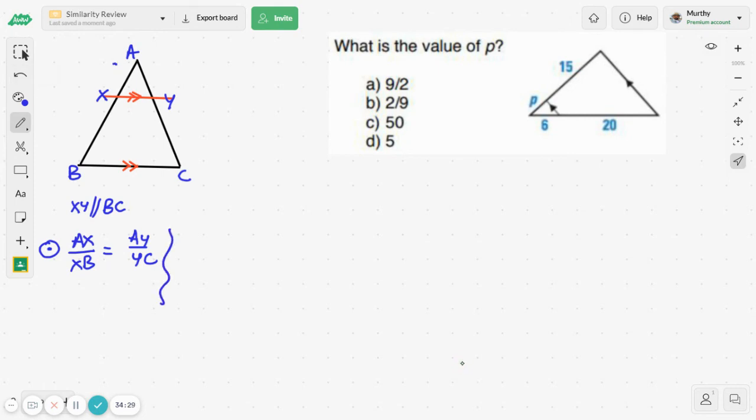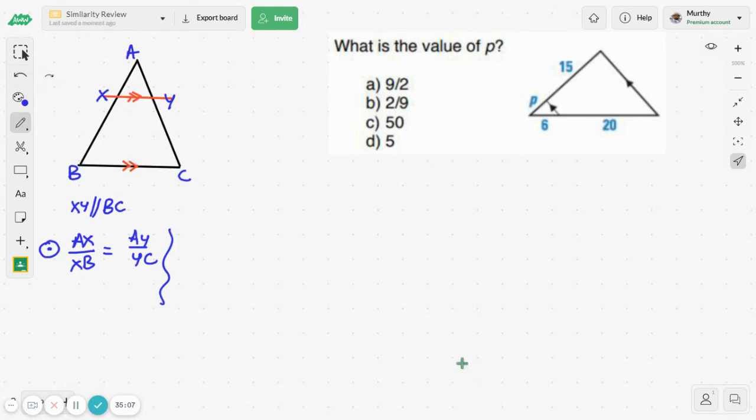Because AX is fine, but XB is a part of a big triangle. Please see that if I'm taking XB, this is not a side of a triangle, it is a part of a side. But if you are considering XY and BC, these two are the sides of the triangle. BC is the side of the large triangle, and XY is the side of the small triangle.